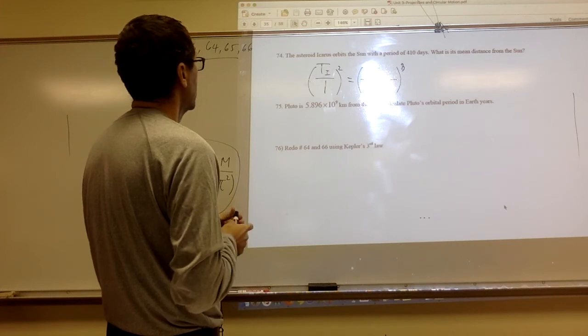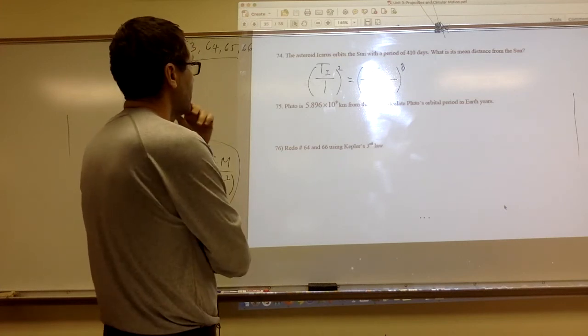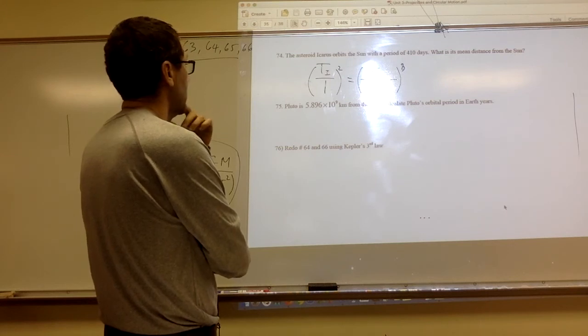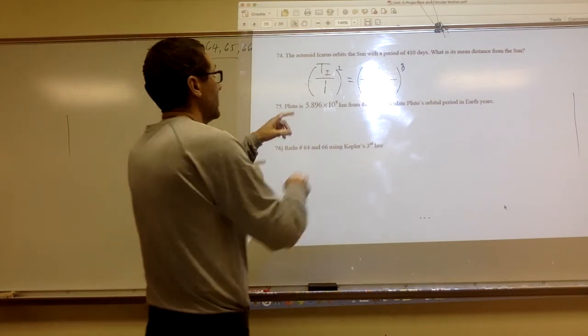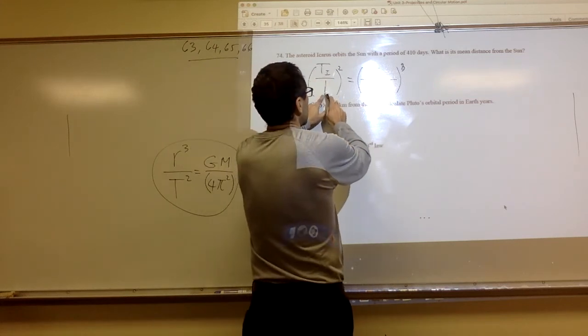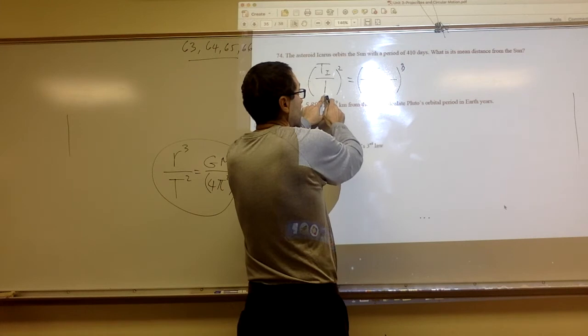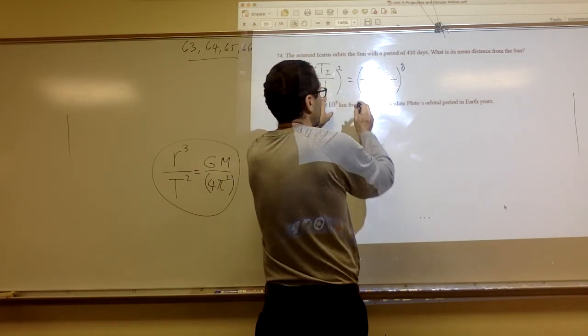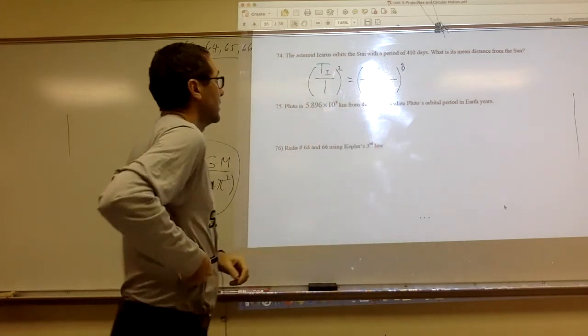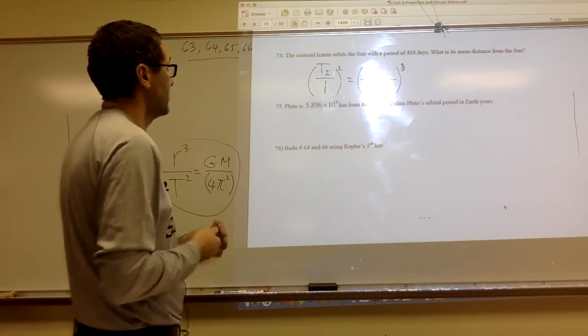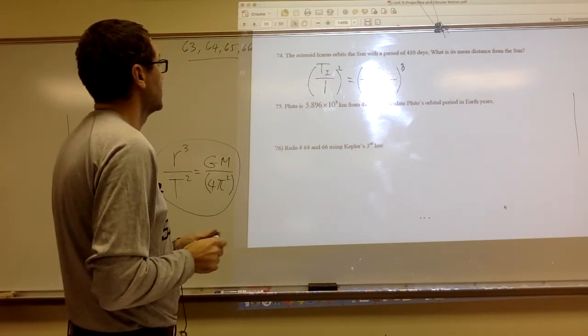All right. Pluto is that many kilometers from the sun. Calculate Pluto's orbit period in Earth years. So now just be careful, going back to 74. When you do this, you're going to find this T in years, because this 1 is 1 year. And you will divide it by 365 to find it... I'm sorry, you would multiply it by 365 to find it in days.